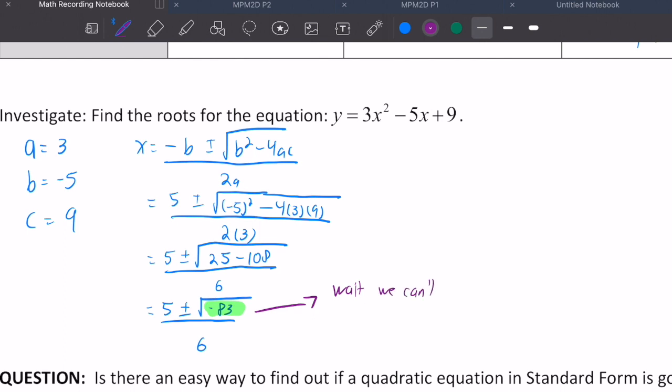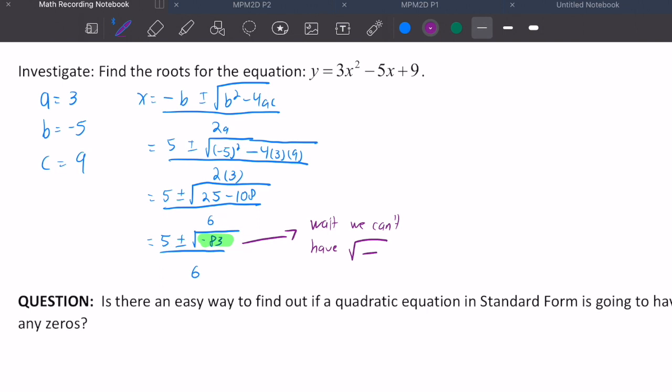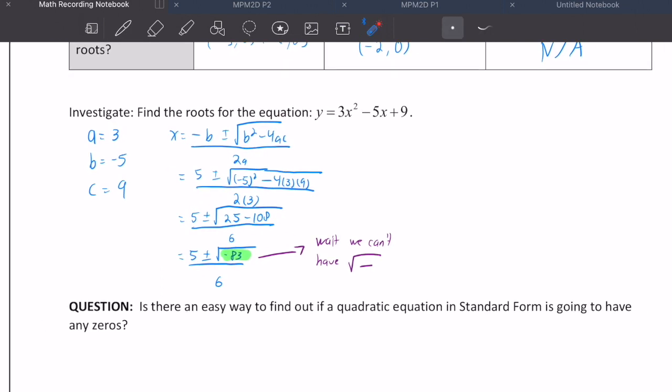A negative square root is impossible because a negative and a negative will give us a positive, and a positive and a positive gives us a positive. There's no way to get a negative number by multiplying a number by itself. So we can't have the square root of a negative number. It just can't happen.